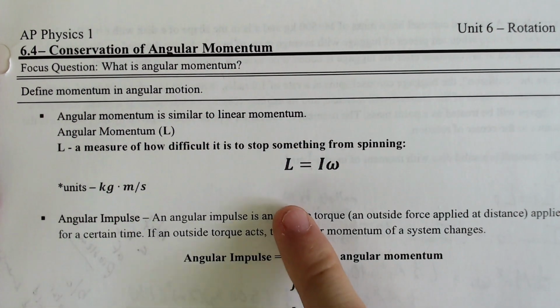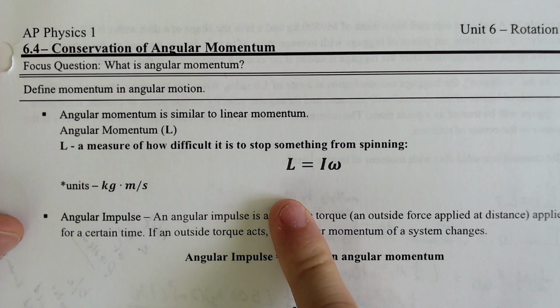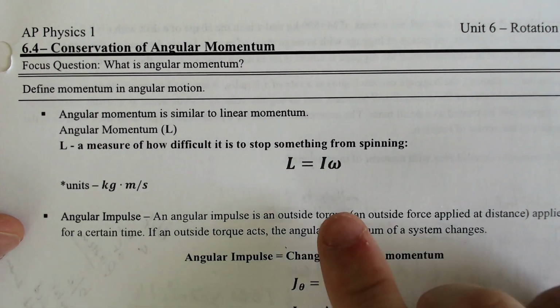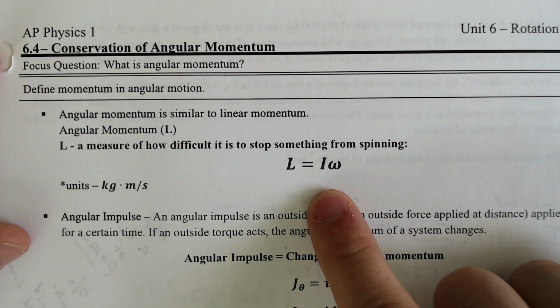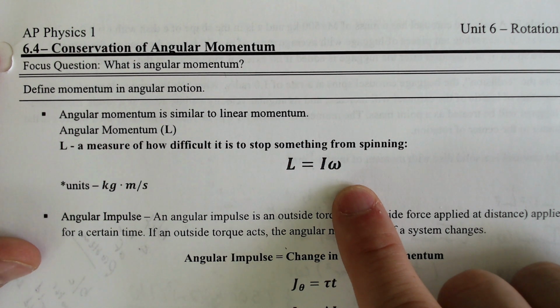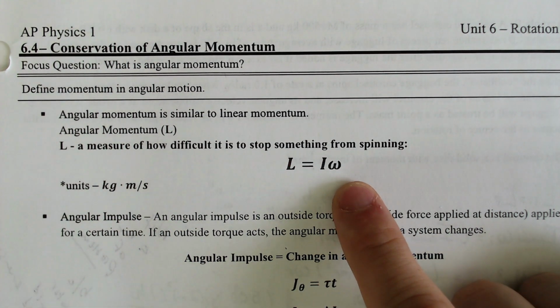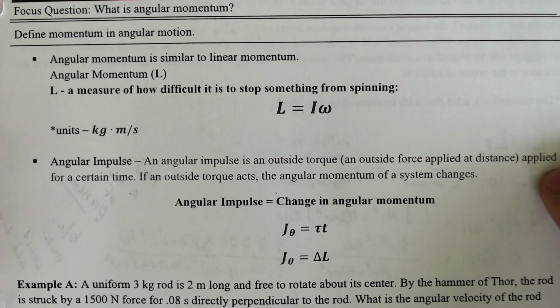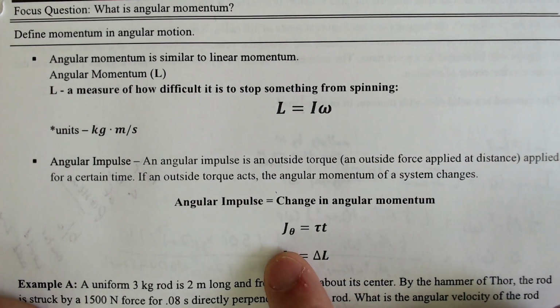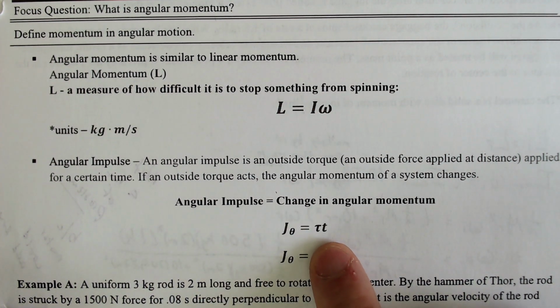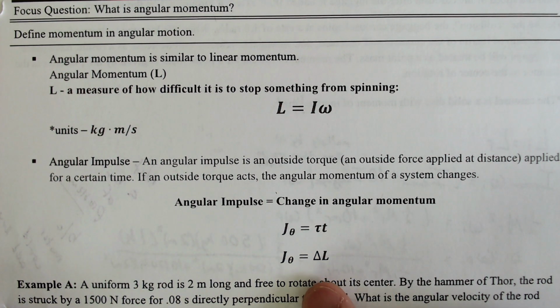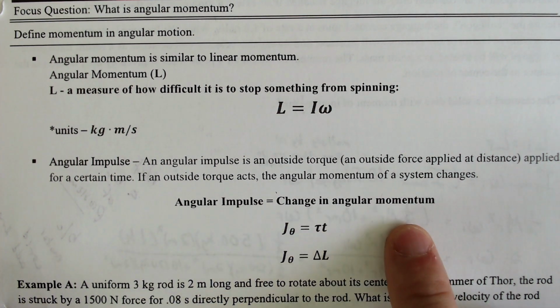Angular momentum is defined as L, and it is equal to I times omega, which is essentially its inertia times its angular velocity. There's another symbol, sometimes called J, but more importantly I call it the angular impulse, which is equal to the torque times time. You could also think of the angular impulse as the change in momentum. So angular impulse is equal to the change in momentum.